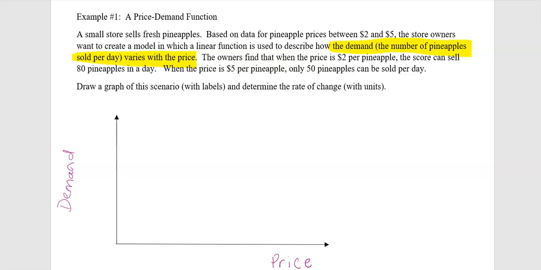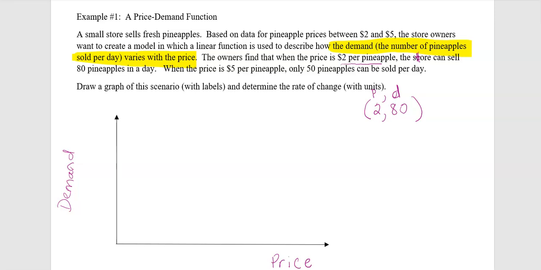Then it says the owner finds that when the price is $2 per pineapple, the store, I see a typo, store can sell 80 pineapples per day. Okay, so we have one point that we could write as (2, 80), and I'm going to be graphing that point in a minute because $2 is the price and 80 is the demand. We can use the letter D for demand. We can use the letter Q for quantity, number of pineapples sold per day.